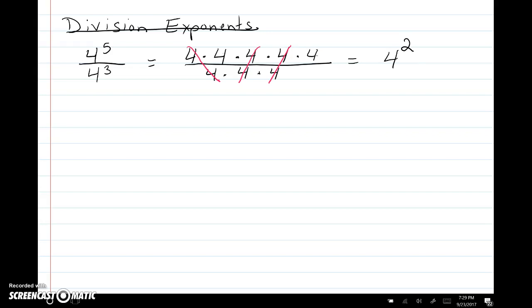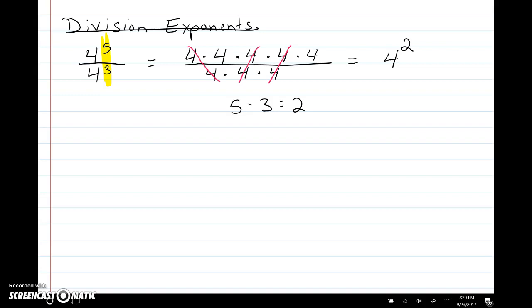In case you couldn't see, we basically just subtracted the exponents. 5 minus 3 equals 2. Let's look at another example to help us make sense of this.